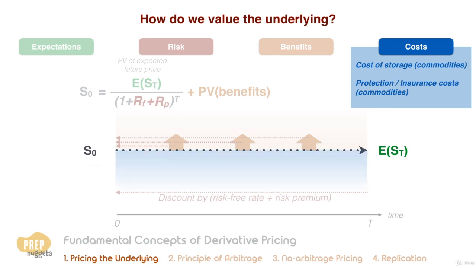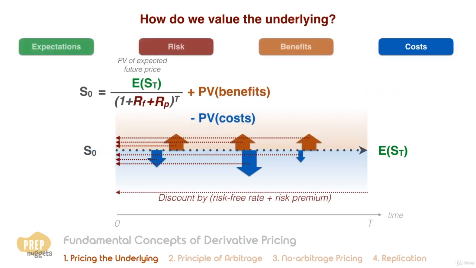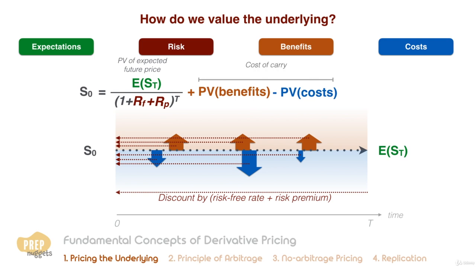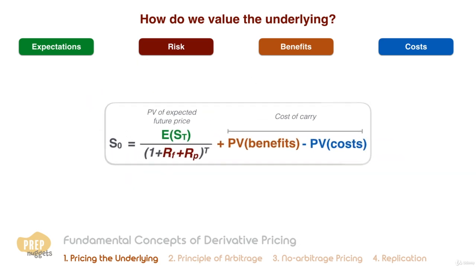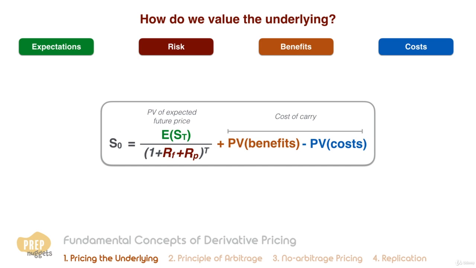Likewise, the monetary value of such costs should be discounted back to time zero using the risk-free rate. The present value of the costs should be subtracted from the spot price. The net cost of holding an asset, considering both the costs and benefits of holding the asset, is known as the cost of carry. Taking into account all of these costs and benefits, we can describe the relationship between the current spot price of an asset with these four elements as such.